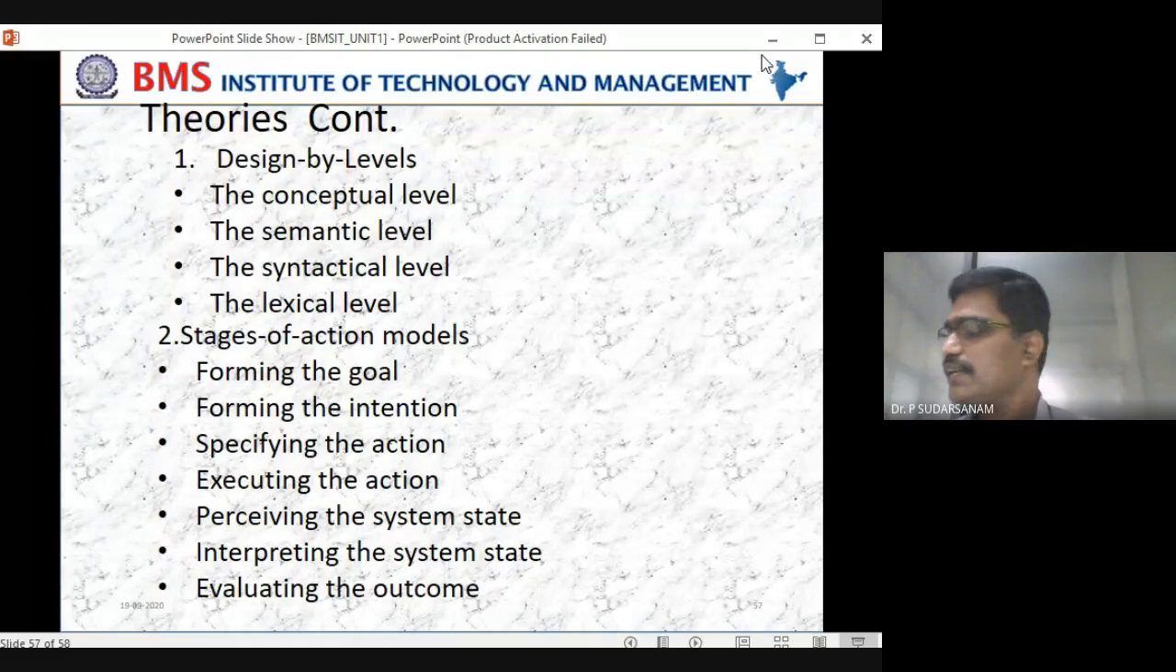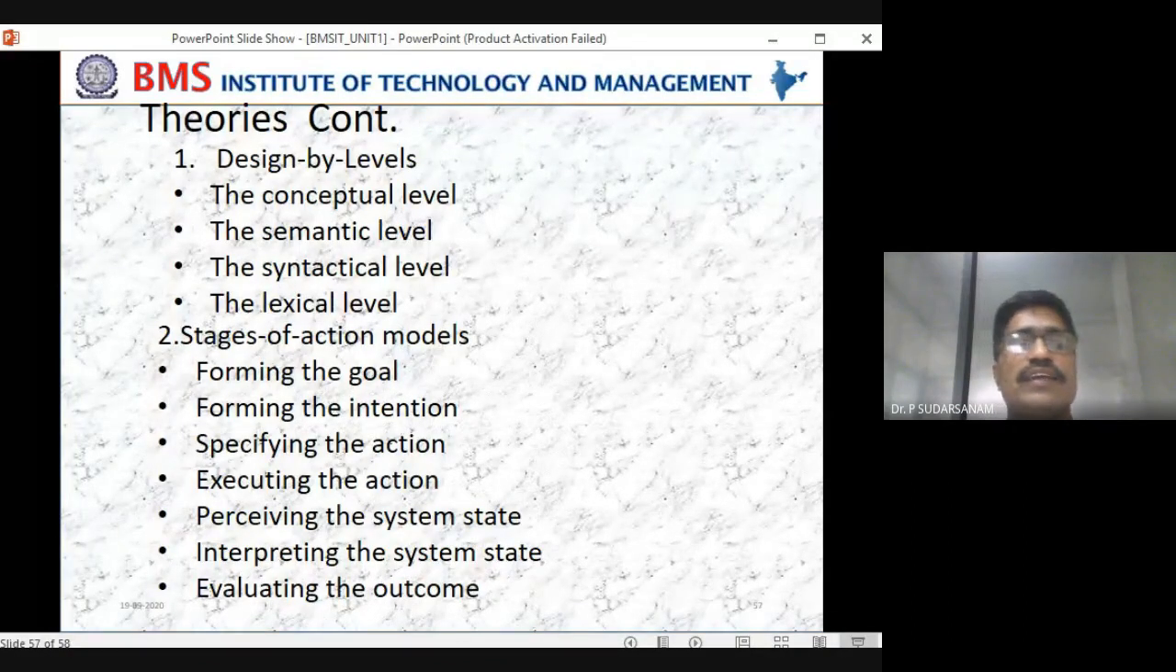Next is lexical. Lexical is developed with the precise mechanism by which users specify the syntaxes. Lexical deals with device dependencies. We have to think about device dependencies. That is designing by levels. So you have the conceptual level, semantic level, synthetical level, and lexical.